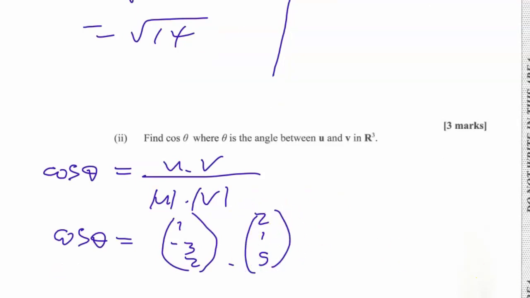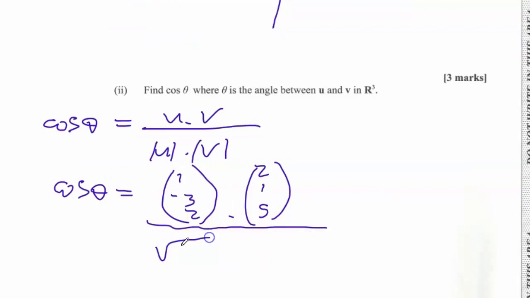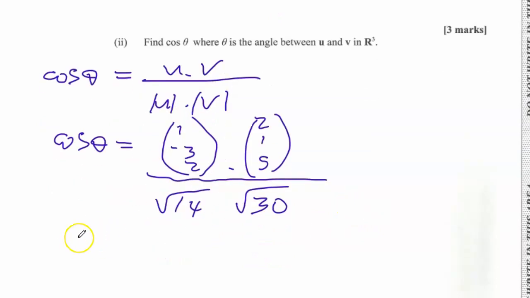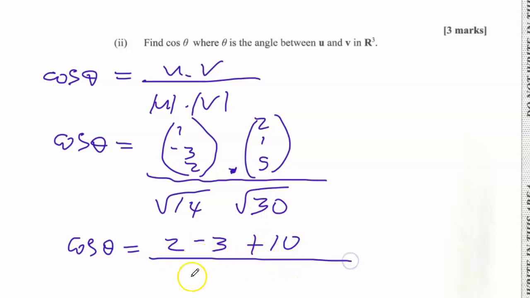Over the modulus, or the length, which we already calculated. For u, it was root 14, and for v, it was root 30. Alright? So let's calculate the dot product. So 1 times 2, that's 2, minus 3 times 1, that's minus 3, plus 2 times 5, that's 10, all over the square root of 14 times the square root of 30.